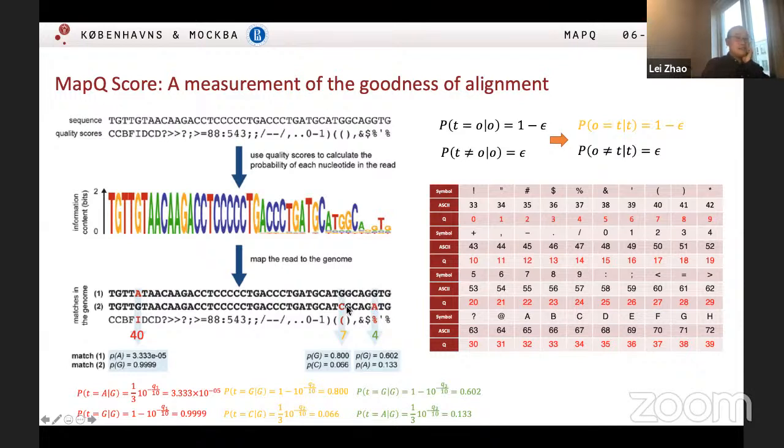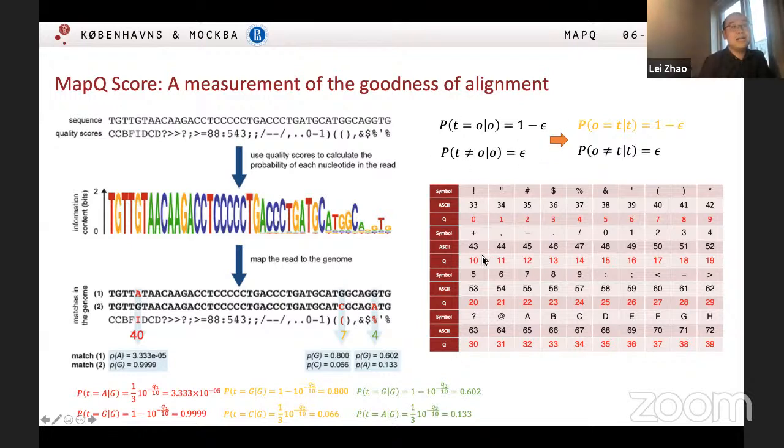But if you are not the same as the read, it can be A, C, or T. So for each of them, we assume they have the same chance. That's why we have this assumption here. Similarly, you can calculate the probability of this one. And this is the origin, the definition of the base quality score in this way.